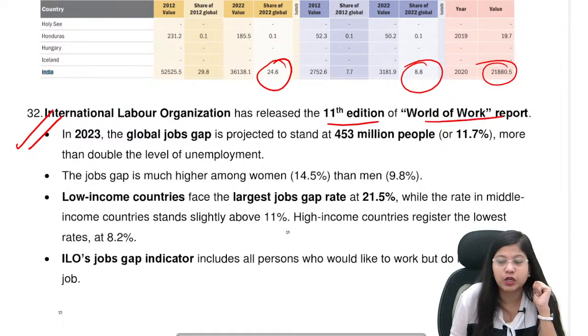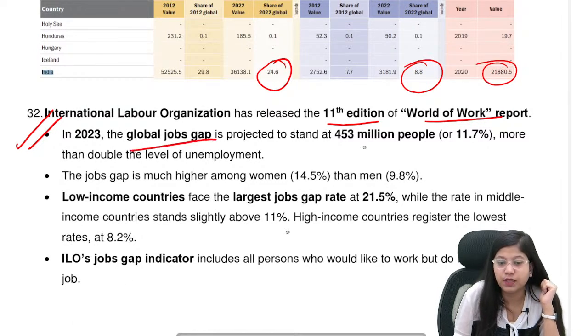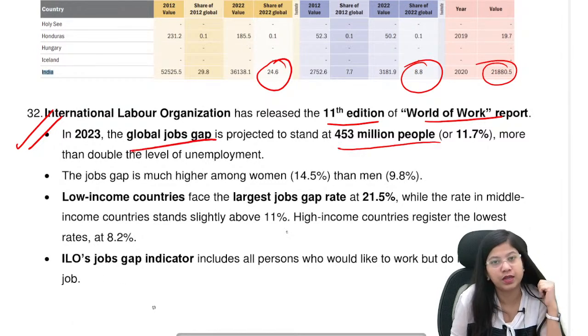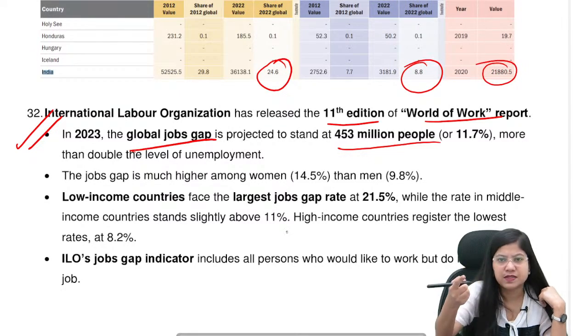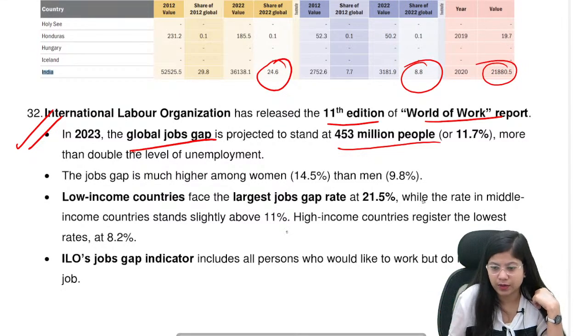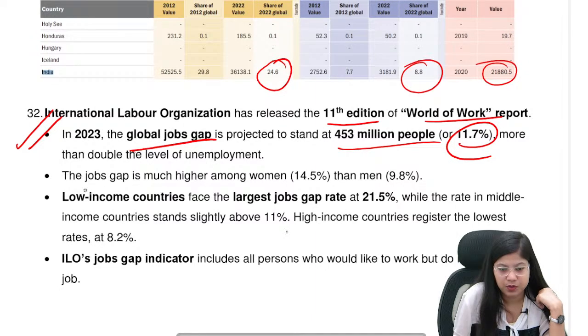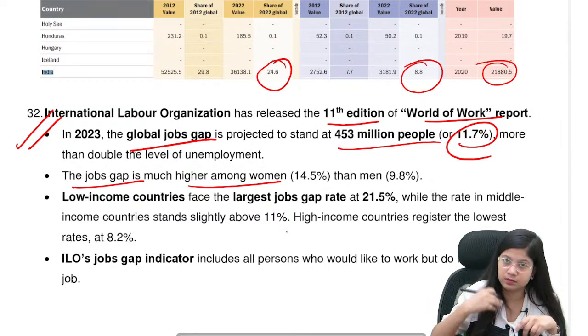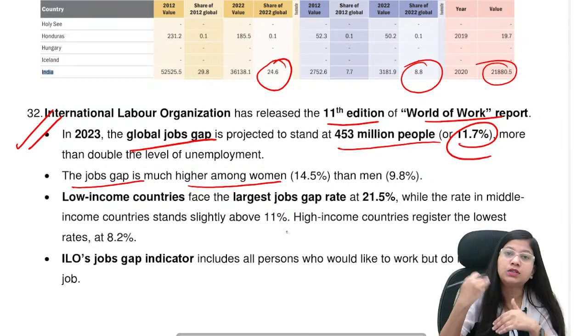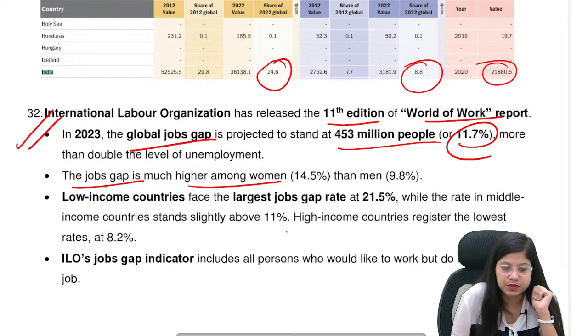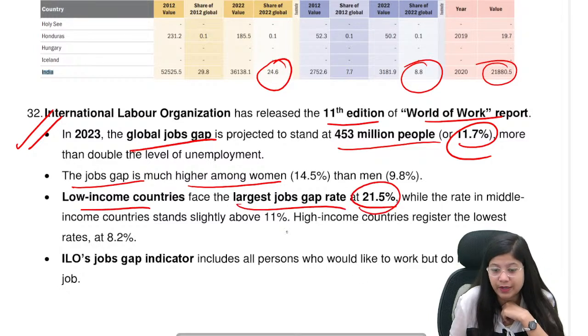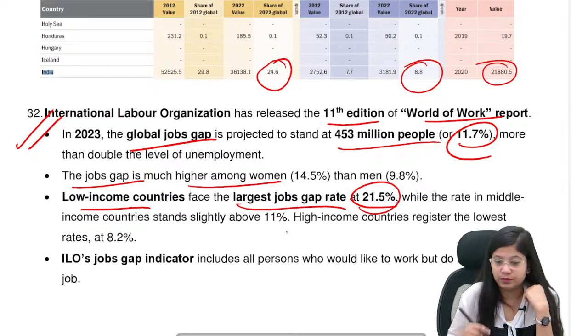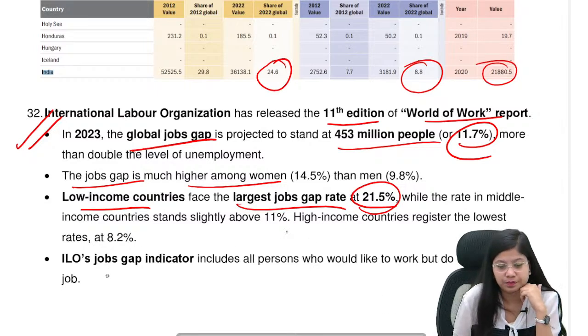The 11th edition of the World of Work report was released. The global job gap stands at 453 million, which we have seen in the previous report as well, which is 11.7%. The job gap is much higher among women than men. This job gap means the gap wherein people want jobs and are not getting jobs. Low income countries face the largest job gap at 21.5% in comparison to middle and high income countries.